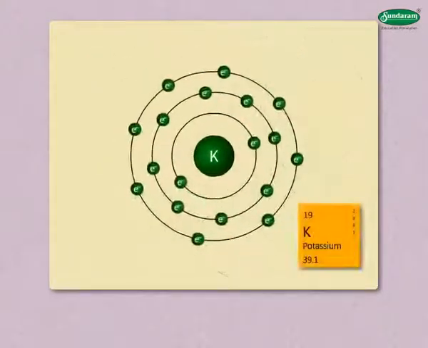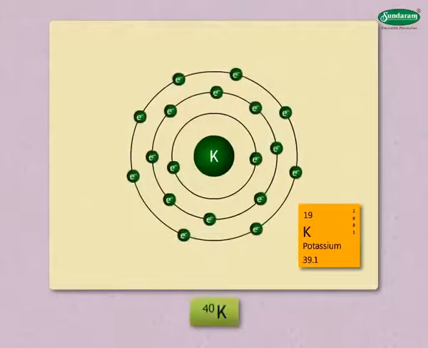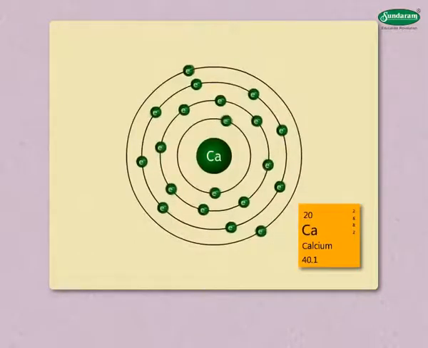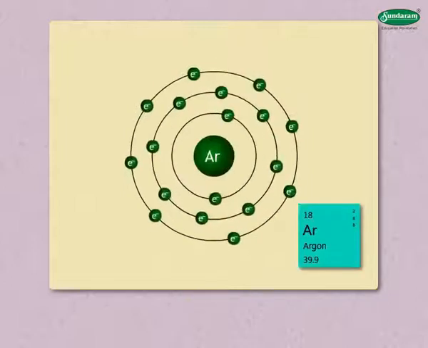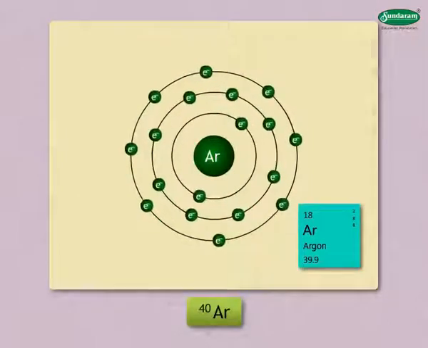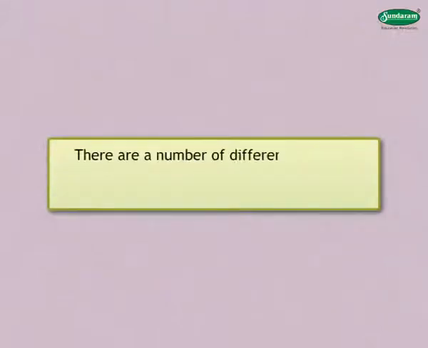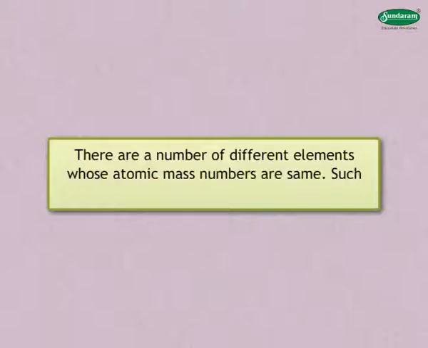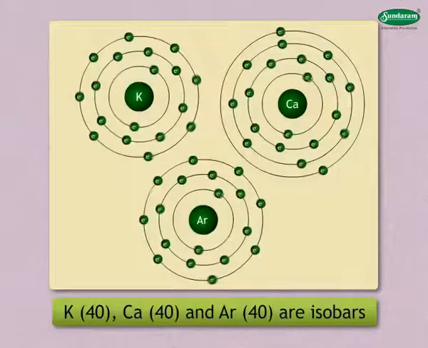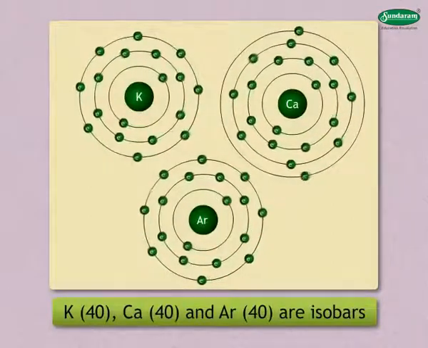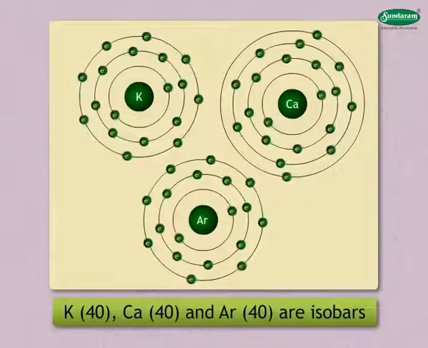The atomic mass number of potassium is 40. The atomic mass number of calcium is 40. And the atomic mass number of argon is 40. There are a number of different elements whose atomic mass numbers are the same. Such atoms are called isobars. In this example, potassium-40, calcium-40 and argon-40 are isobars.